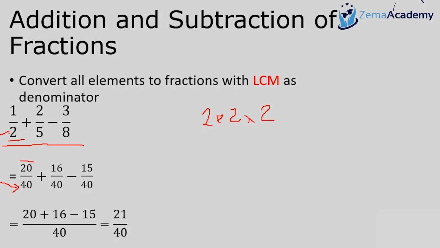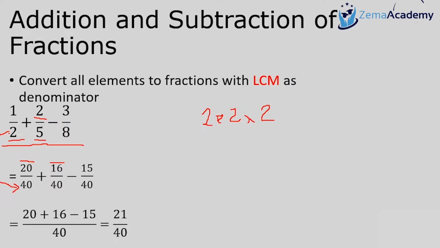5, the denominator of the second fraction, goes into 40 8 times. So I have to multiply the top of that fraction by 8 as well, and that gives us 16 over 40. For the third fraction, again, 8 goes into 40 5 times, so I have to multiply both top and bottom by 5, giving 15 over 40.